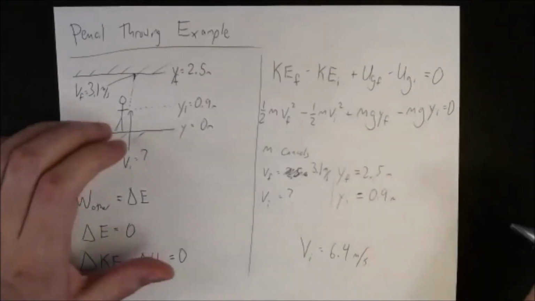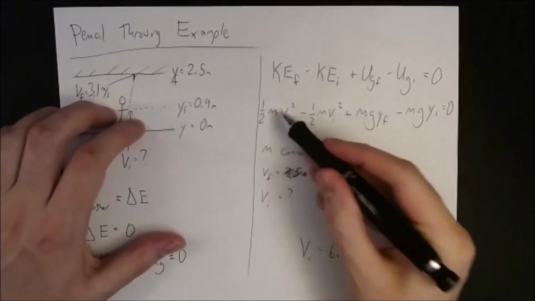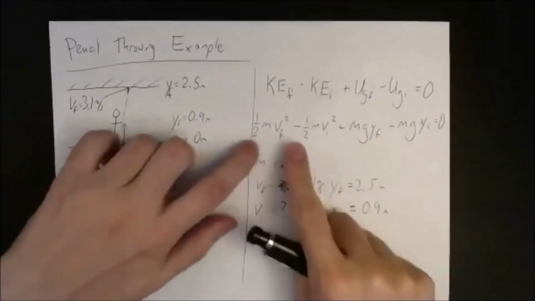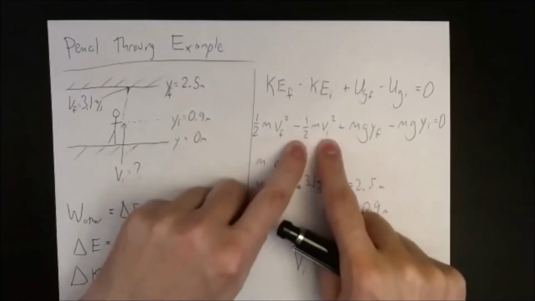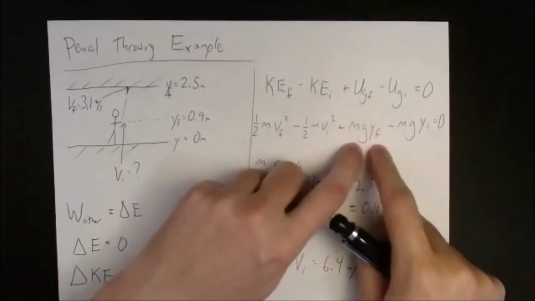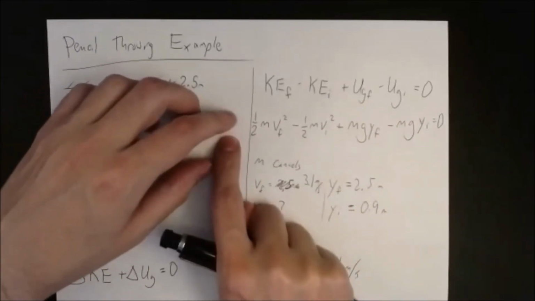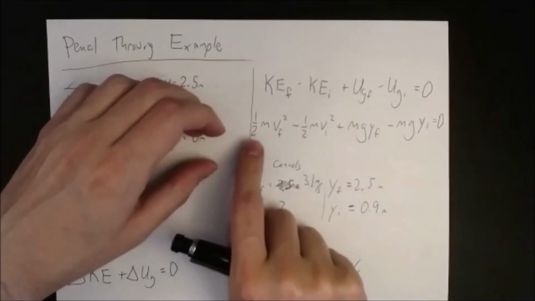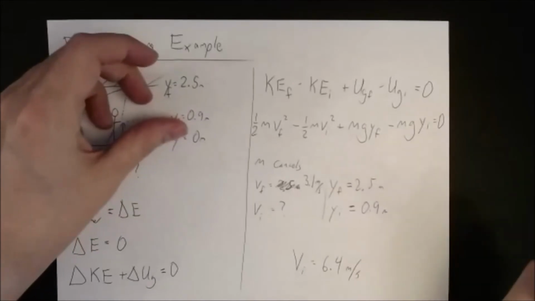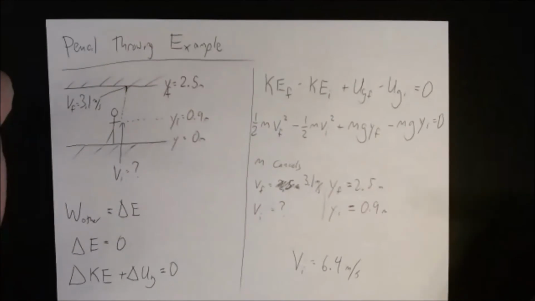Yeah, mass is irrelevant in this. Looking at this, we can factor m out of every single term, and that would end up giving us m times 1/2 v final squared minus 1/2 v initial squared plus g y final minus g y initial. You can factor m out of the entire thing. If you divide both sides by m, then the m goes away on this side, and it's 0 divided by m over there, but 0 divided by m is still 0. So the mass did not matter here.